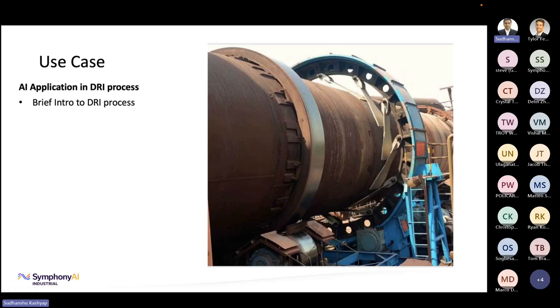So we are going to cover a brief intro to the DRI process, as many of you might not be aware. So, some background. And then we'll look into the AI applications and opportunities in the DRI process. And at the end, we'll also look at what kind of benefits could be achieved by applying these kinds of solutions to the rotary kiln process.